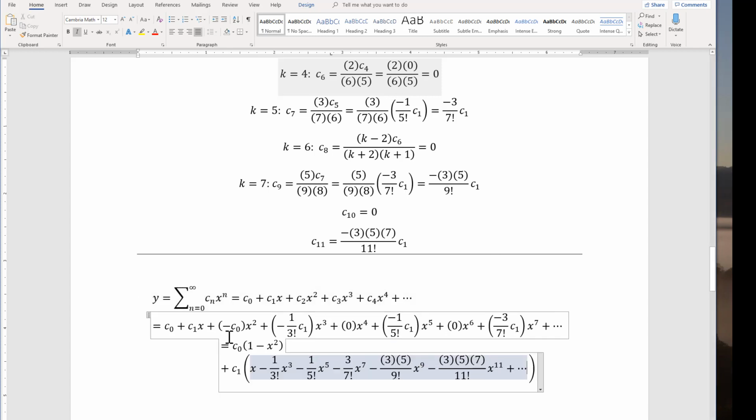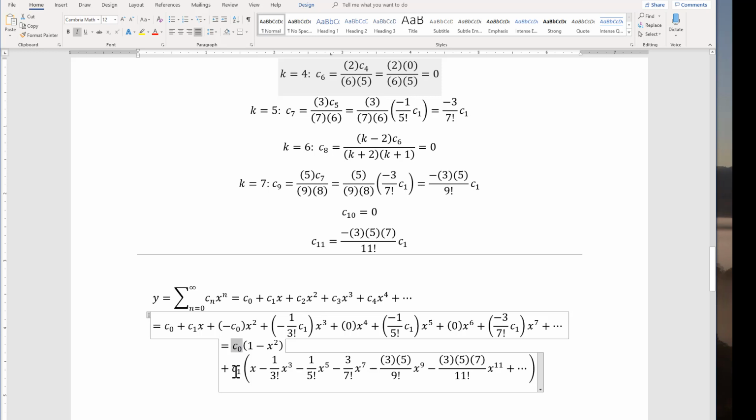And then there's a pattern that goes on. So what do we have here? We have one function that can be written as this series, and the series stops at x squared, so it's just going to be the 1 minus x squared function. And then we have another function that's this series: x minus 1 over 3 factorial x cubed minus 1 over 5 factorial x to the 5th, etc. And that's being multiplied by arbitrary constants.